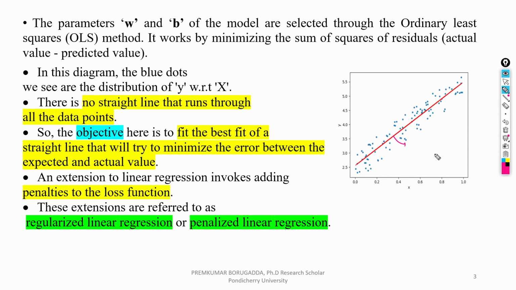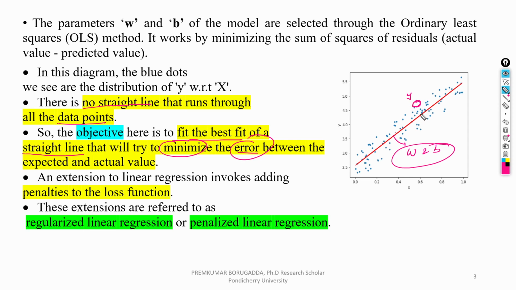The best fit line gives the best parameters like W and B, the best minimum values. But this best fit line does not pass through all the data points, and there is no straight line that passes through all of them. So what do we have to do? The objective here is to fit the best straight line that will try to minimize the error. What is meant by error? We can say this blue point is one kind of point.